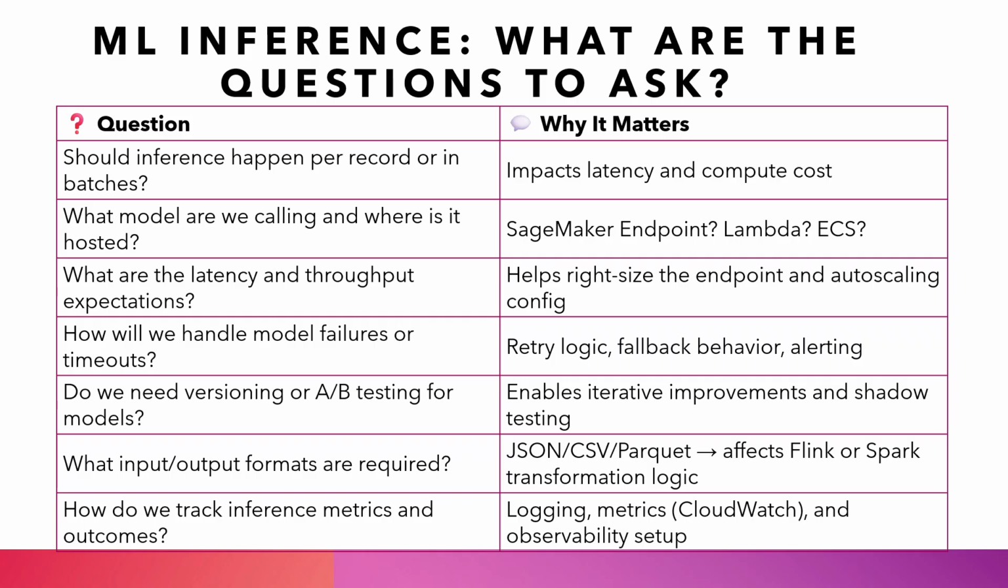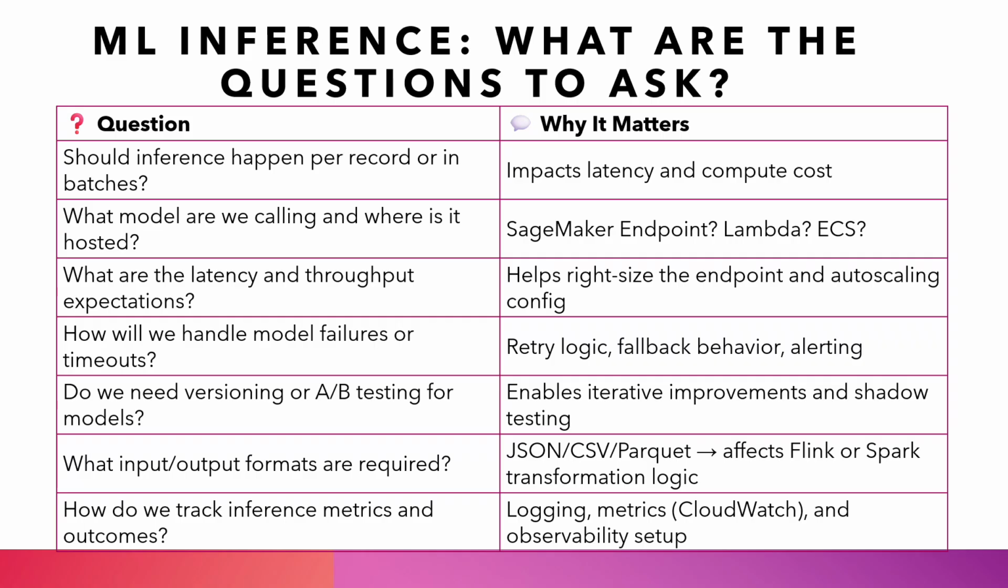The next question is what input or output formats are required. What input data is sent to the model and what output can we expect? For example, can the model take JSON, CSV, or text? Based on the required format, your Apache Flink or processing pipeline needs to handle these formats and convert the data accordingly before sending it to the model.